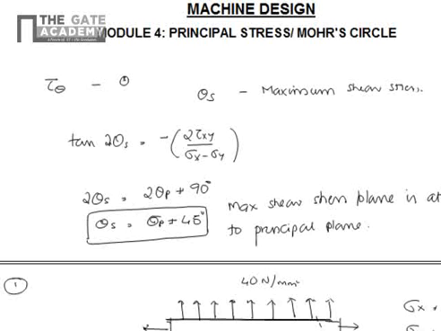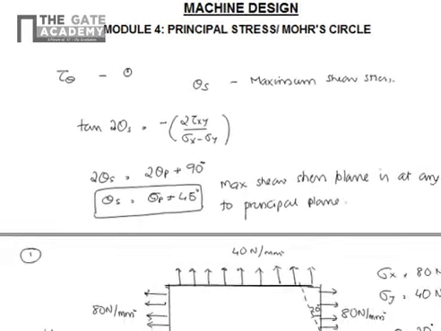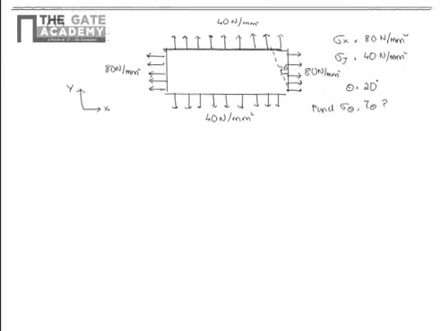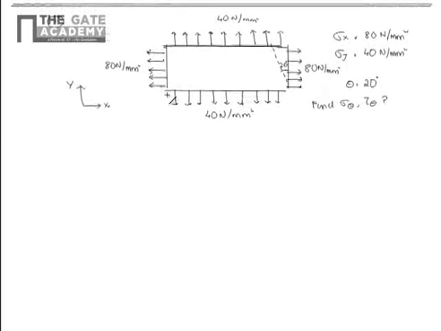That is, given a loading system, how to find the principal stress and principal planes. This is very important, because for any given loading system, the maximum normal stress will not be the normal stress given here. It will not be the stress in the state of stress, but will be a different value. We will illustrate this by an example. See this problem. We have a rectangular body which is subjected to loads given by sigma x of 80 Newton per mm square and sigma y of 40 Newton per mm square, and x and y directions are shown here.